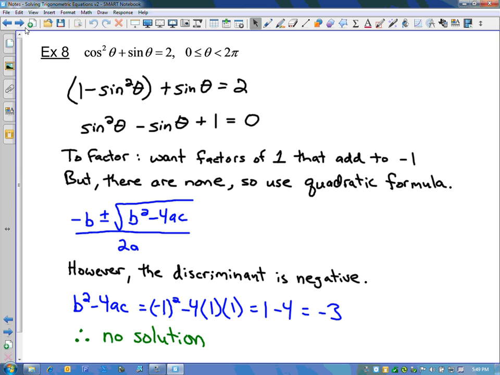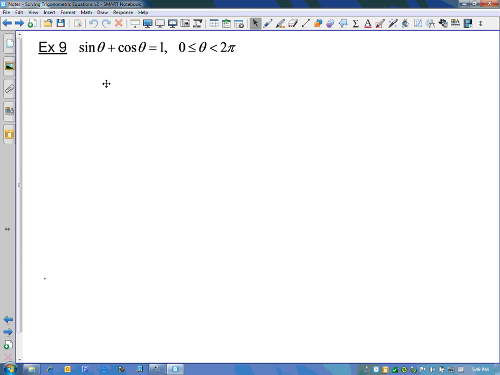Okay, number 9, something else that can come up. Let's say we have sine plus cosine equals 1. And same situation here, I have two different functions. But here, neither of them is squared. So I can't use a Pythagorean identity to switch them out. So if neither of them is squared, then one thing we can do is square them. So I'm going to square both sides of the equation, then I'll have some things that are squared.